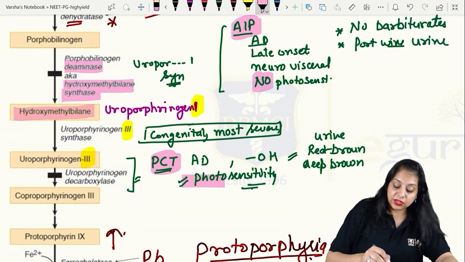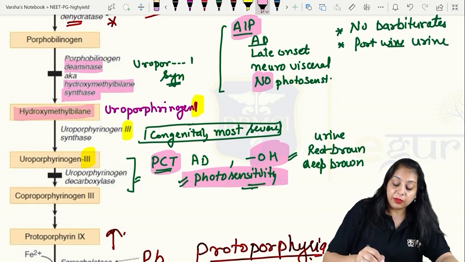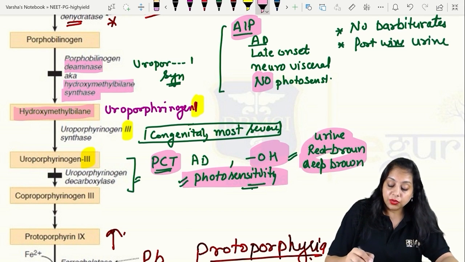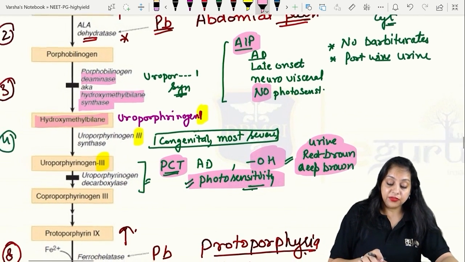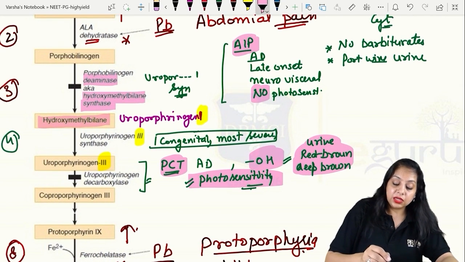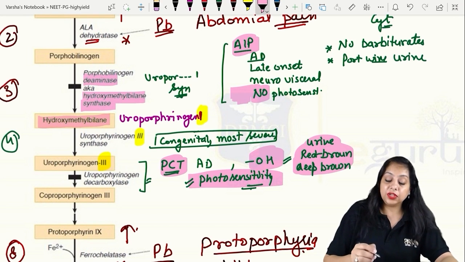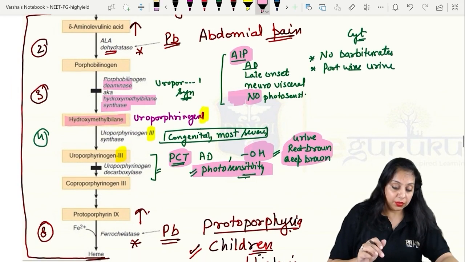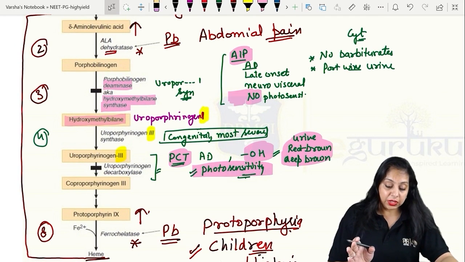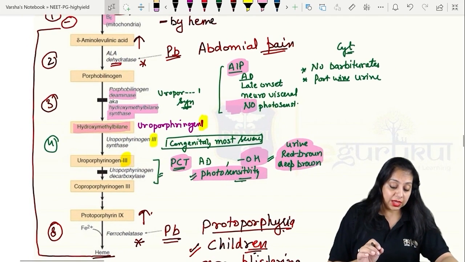So these three things: photosensitivity exaggerated by alcohol consumption, and urine red-brown to deep brown, is the PCT. Whereas in AIP there is no photosensitivity, and we avoid giving the barbiturates, right? We avoid giving the barbiturates. So that is pretty much the most commonly asked questions in the exam.